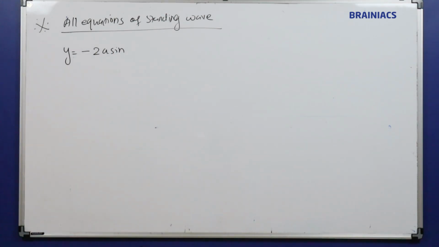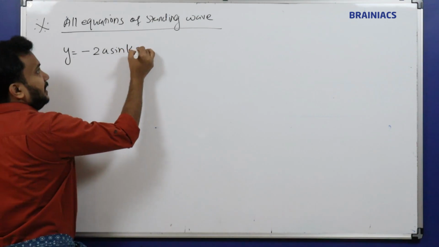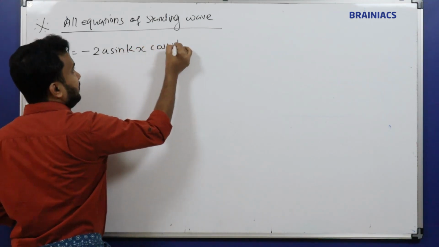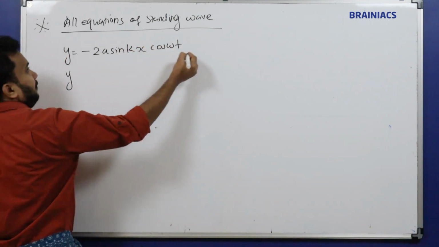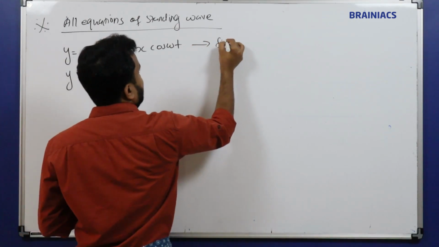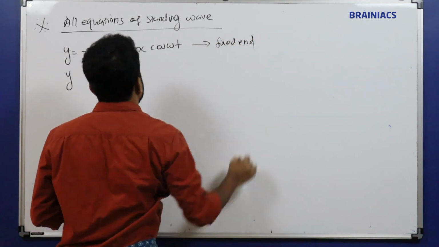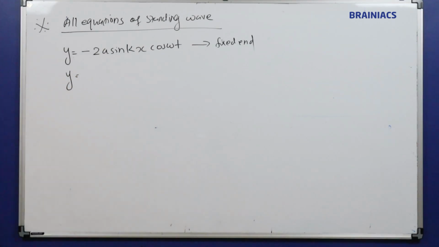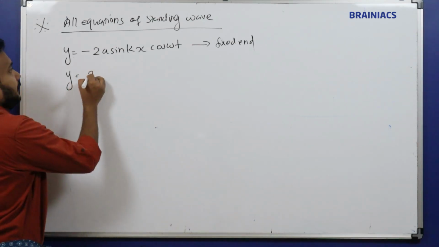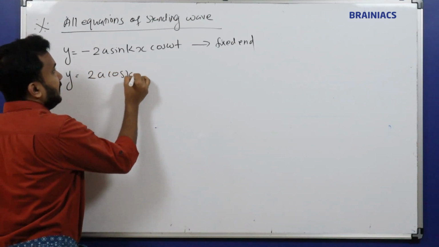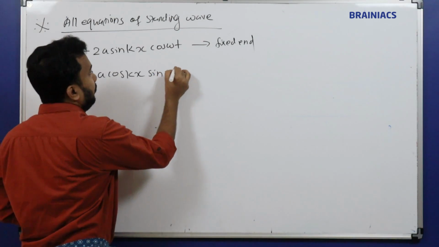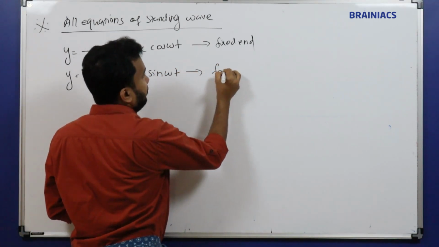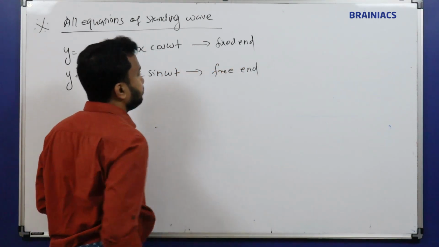Minus 2a sin kx cos omega t. This is the equation from which we have learned fixed end reflection. And from the free end reflection, what is the only difference? 2a cos kx sin omega t. This is from the free end reflection.